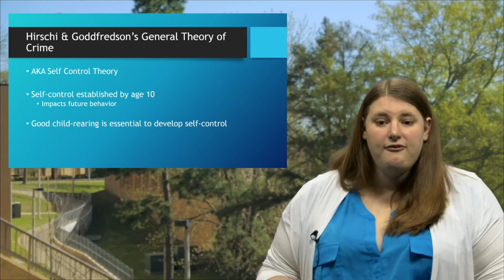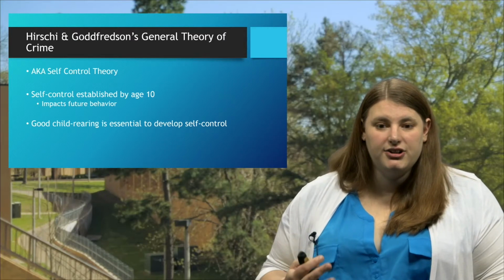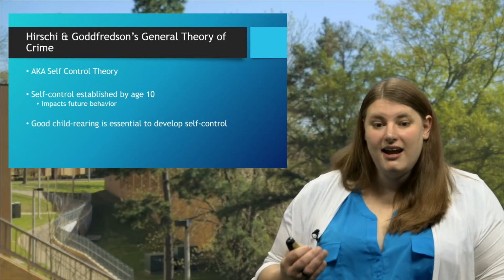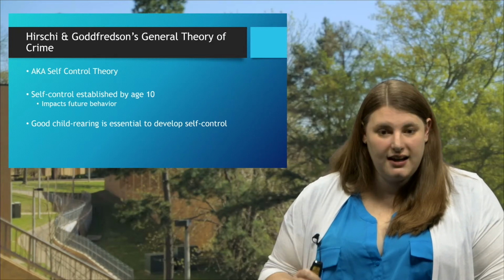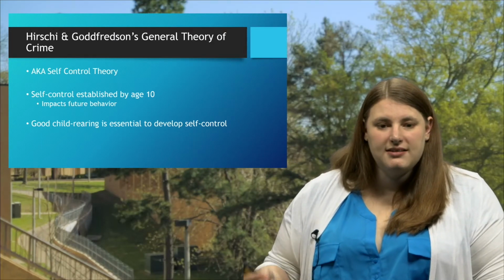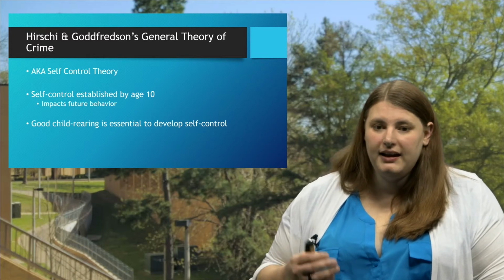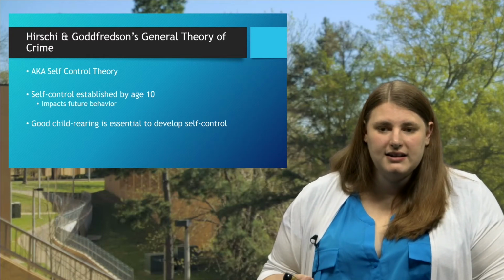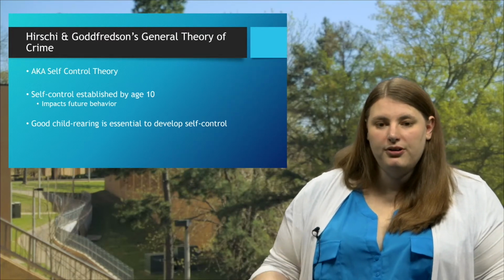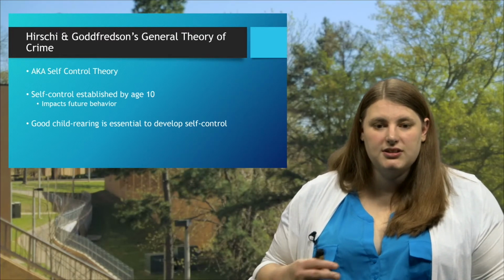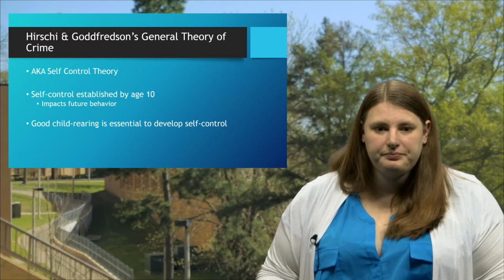Effective parenting was essential in Hirschi and Gottfredson's theory because they argued that a person's self-control is established by the age of 10. If the parenting up until that point has been problematic, like abusive or neglectful parenting, then the child will not learn to control their own behaviors and will be more prone to criminal offending and deviant behaviors across their entire life course.